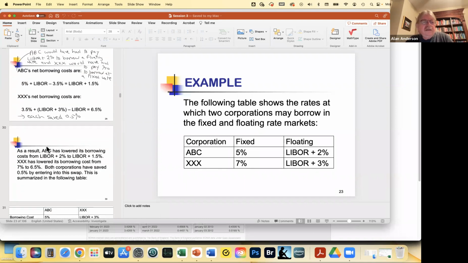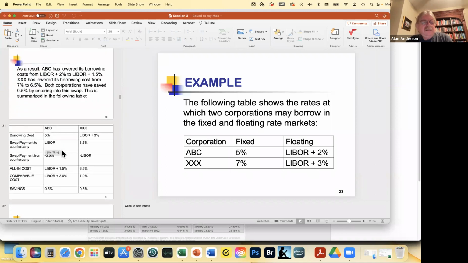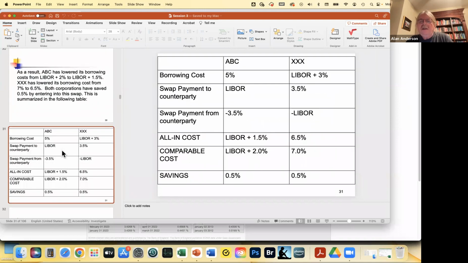All right. So, I put a nice little chart here. They both saved 0.5%. You can see the borrowing costs, the payment to their counterparty, the payment received from the counterparty, all in cost is the net cost. Comparable means what it would have cost if they borrowed in that market, and therefore their savings are each 0.5%. So they're both very, very happy right now, especially if this is a lot of money.